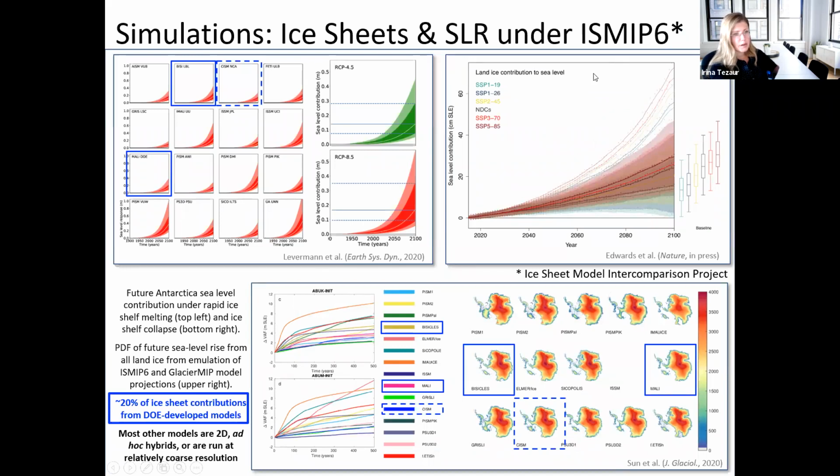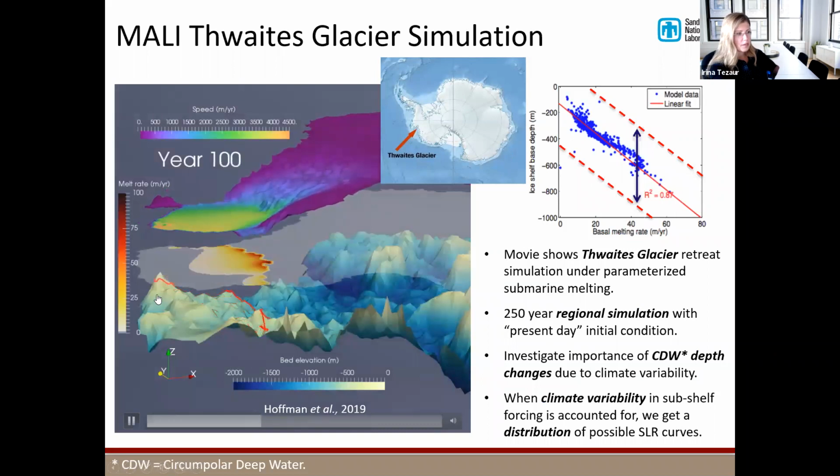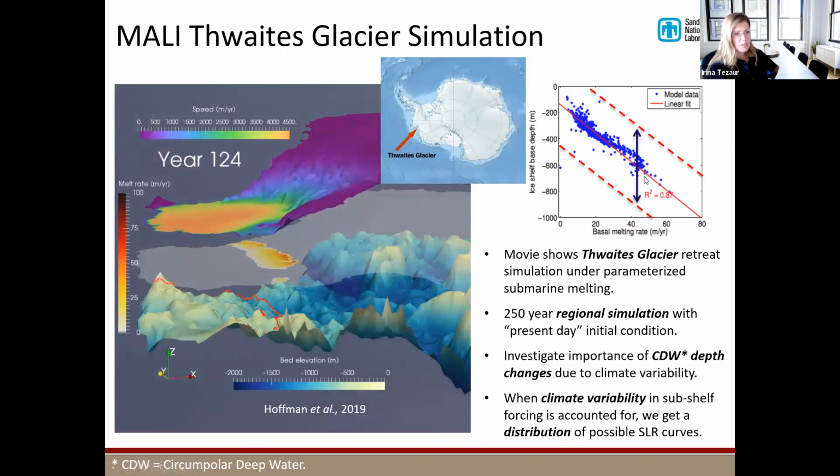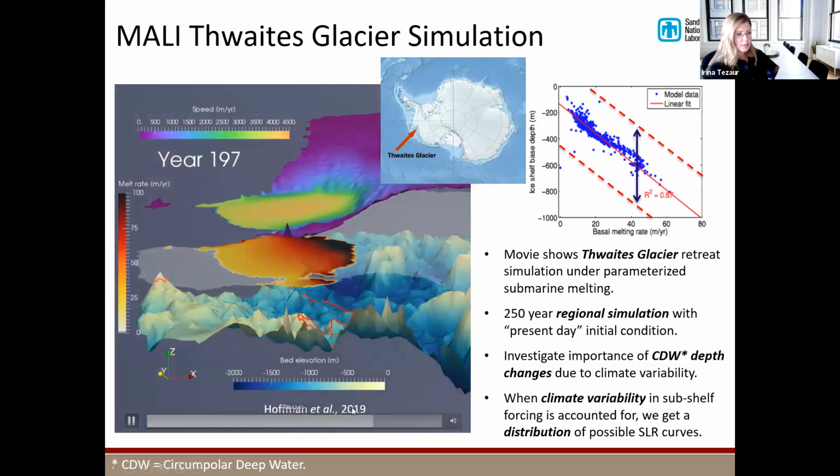We participated in model intercomparison projects that ended up in a Nature publication, looking at probability density functions of what predictions you get from a suite of models that participated in this experiment. And this is a regional simulation of the Thwaites Glacier in Antarctica under parameterized submarine melting. It was a UQ study where you're looking at different basal melt rates and how that affects the ice shelf base depth. Details are in this paper from 2019.